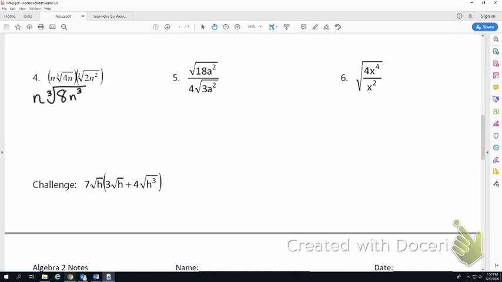And then now, what is the cube root of 8? 2. So I don't have to simplify this one, which is nice. What is the cube root of n cubed? N. So I get that. So my answer is going to be what? 2n squared. Questions on that, or any of the ones we've done so far?